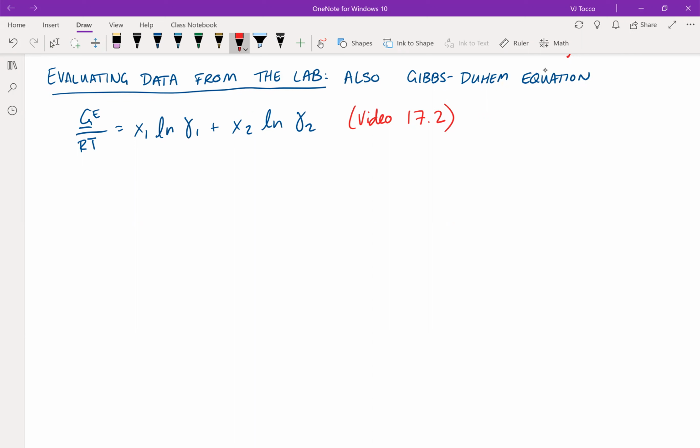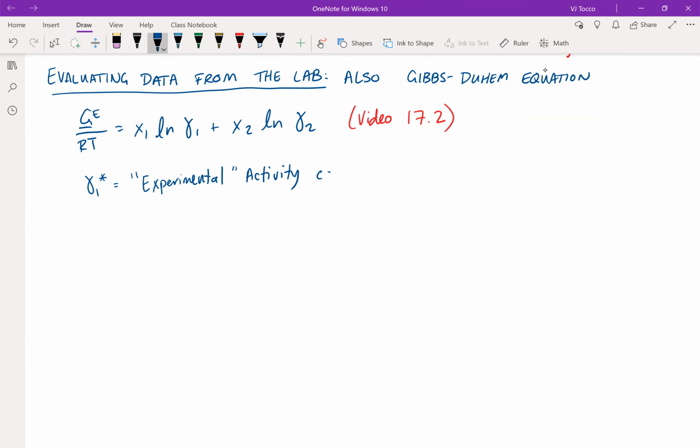So the data that you get from the lab will have to obey this equation, right? Because that's what the model also obeys. And if you know that the model obeys Gibbs-Duhem, then you have to know that this equation is also the same. So remember when I did that example problem, I evaluated what the experimental activity coefficients are. And we're going to say that that is the gamma with a star. So gamma 1 star is the experimental activity coefficient.